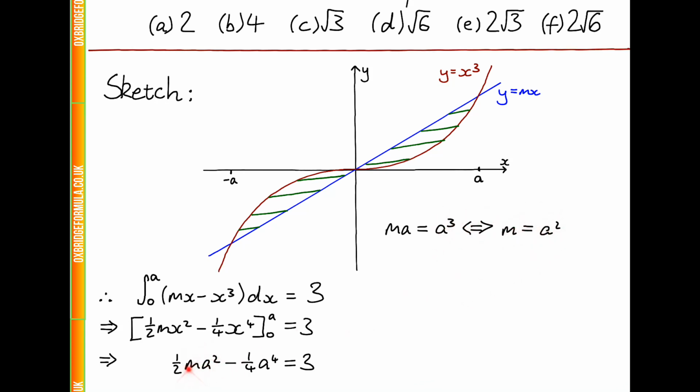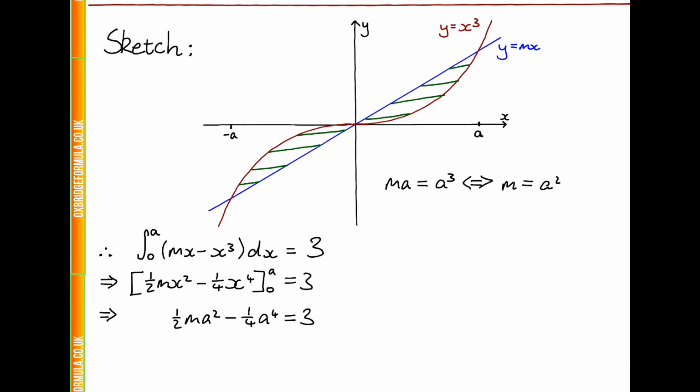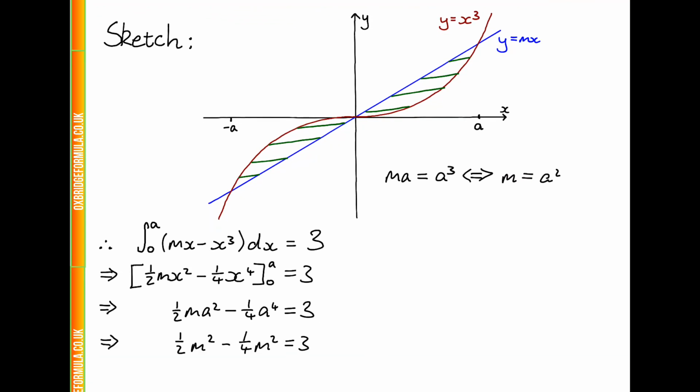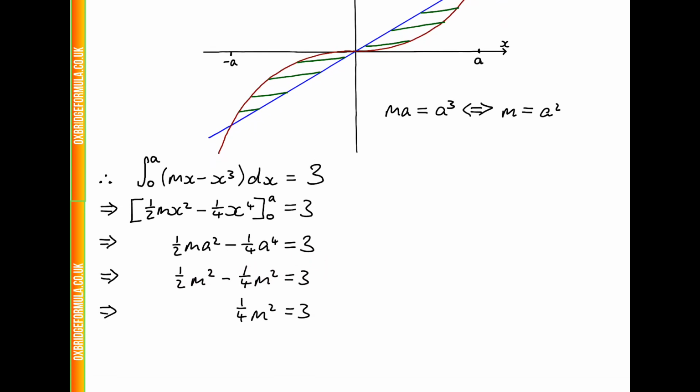So we can now rewrite this equation with m equals a squared, and that tells us that we have a half m squared minus a quarter m squared equals 3. Now a half minus a quarter is just a quarter, so we just have a quarter m squared equals 3, and therefore m squared equals 12, and m is thus the square root of 12.